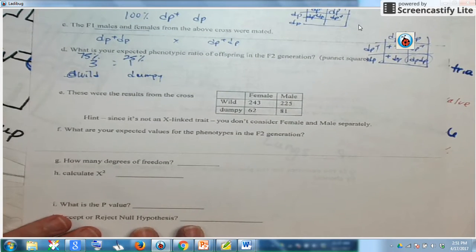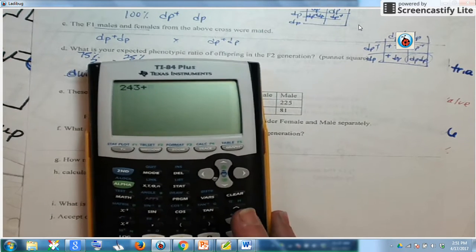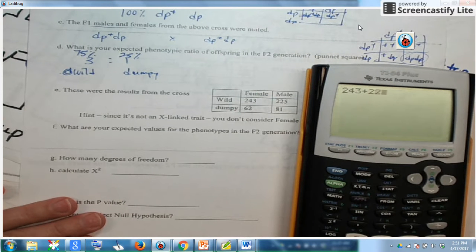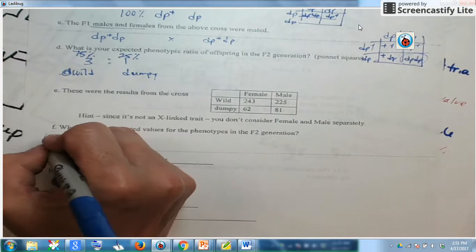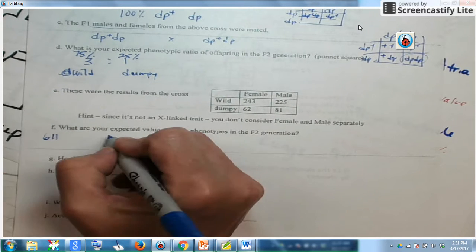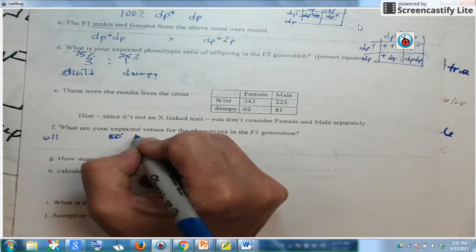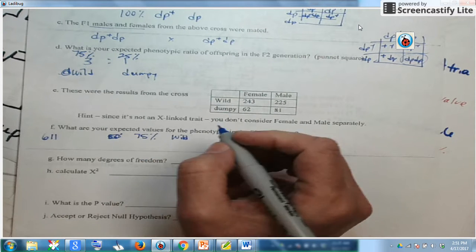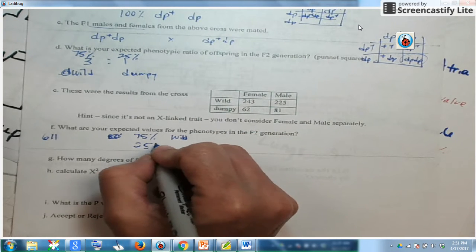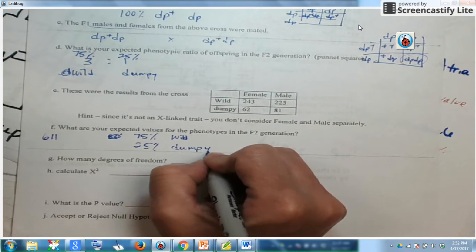So looking at this is our outcome. What is our total? Well, our total is 243 plus 225 plus 62 plus 81. So we have a total of 611 flies. Out of that, we expect 75% to be wild, and we expect 25% to be dumpy.